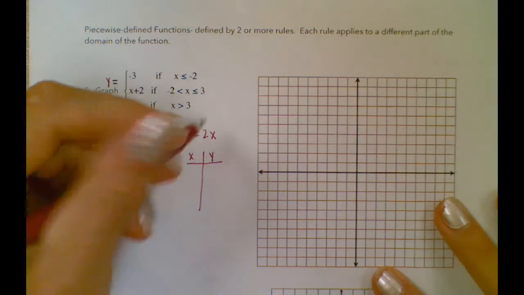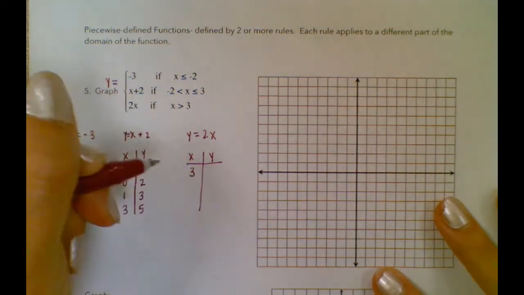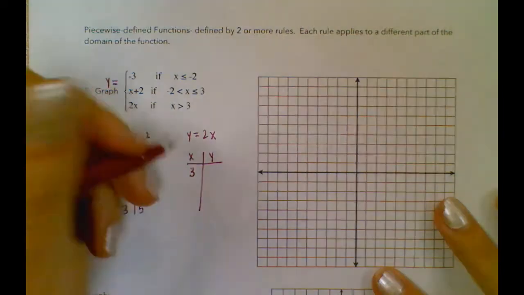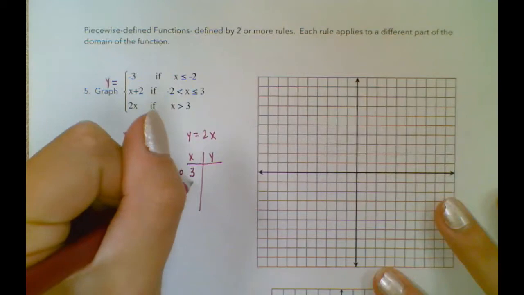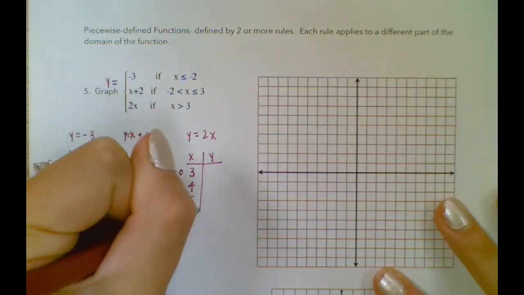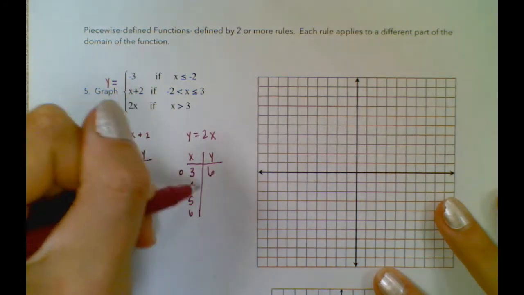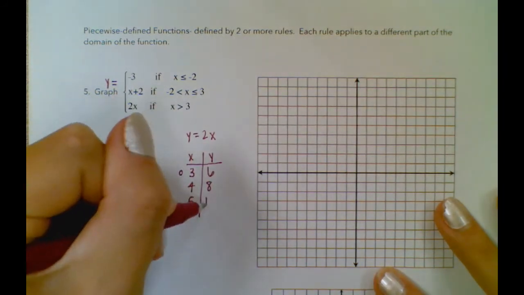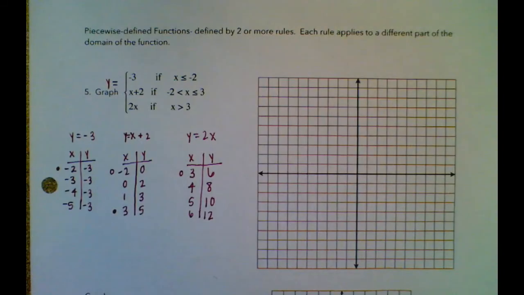And on the last one, y equals 2x, my x values are greater than 3. I start at 3. There's no line under the inequality, so open circle. And then I need x values greater than 3. 4, 5, and 6. And let's just plug those in. 2 times 3 is 6. 2 times 4 is 8. 2 times 5 is 10. And 2 times 6 is 12. All right. So hopefully we're doing okay so far.